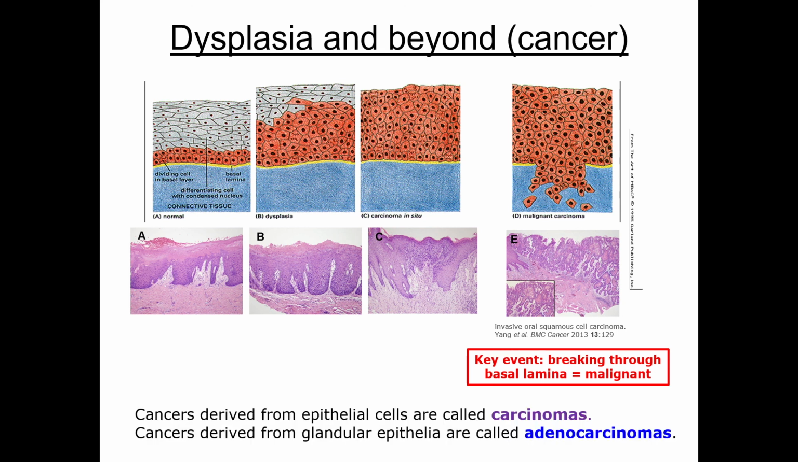Finally, let's end with a few definitions. Cancers derived from epithelial cells, such as the one shown above, are termed carcinomas, while cancers derived from glandular epithelia are called adenocarcinomas. And we'll look at some examples in histology lab of both of these types.